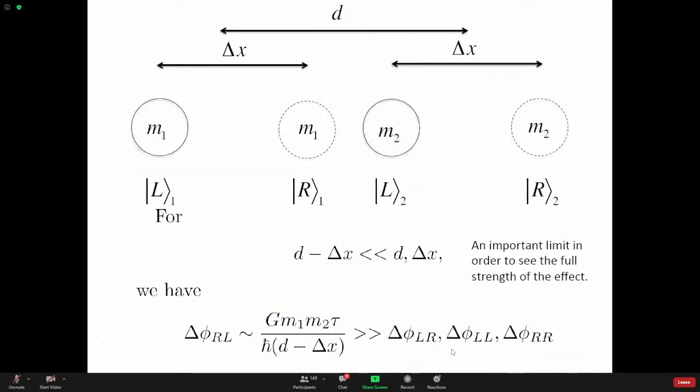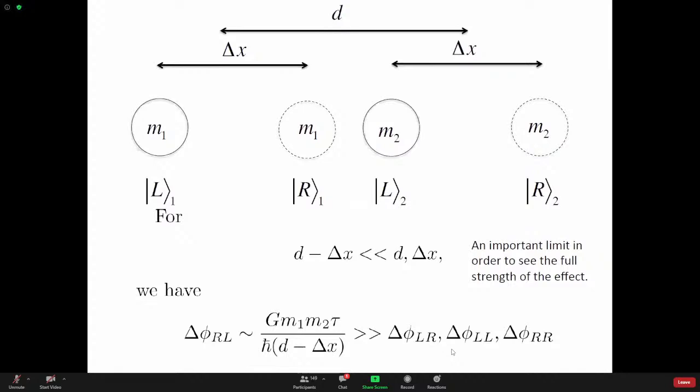Now, we consider a special limit to understand the full nature, the full strength of the effect. Because often people have this erroneous perception in their mind that gravity is always weak and you will never do anything reasonable with it. So we try to make a best possible estimate here.